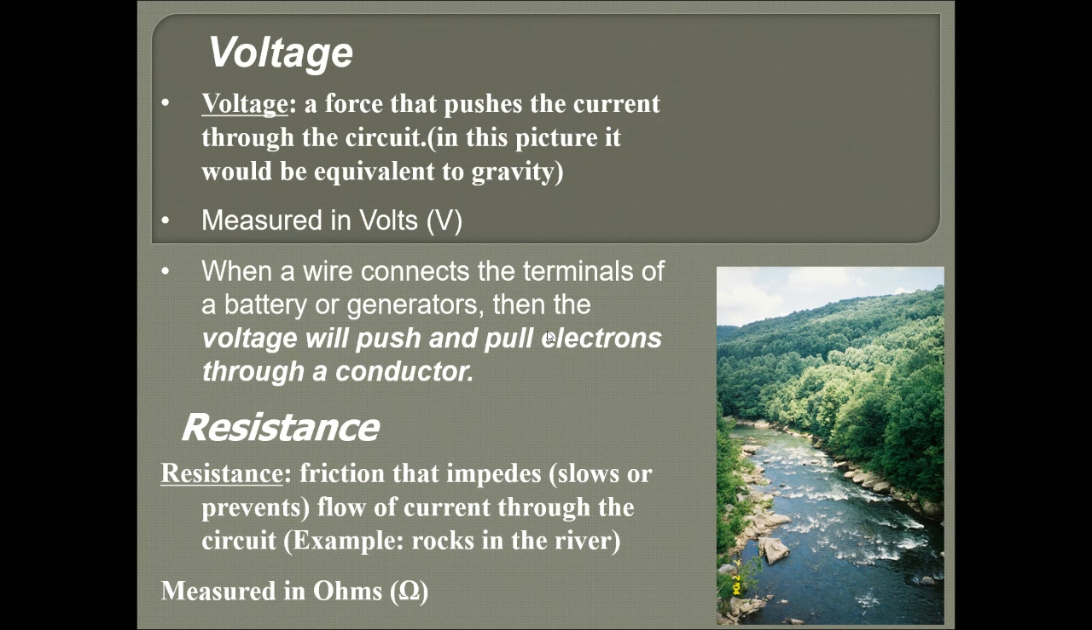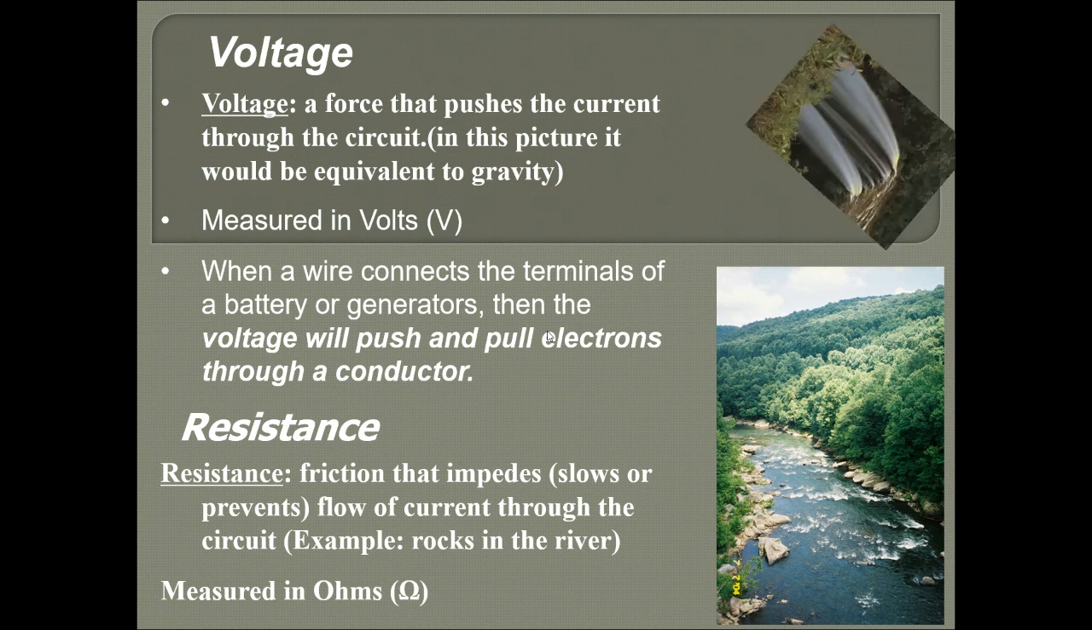It happens in a river. When there's a lot of rocks in a river, those rocks offer up resistance or they prevent the steady flow of the water down the river. Okay. That's what resistance is. It is an impediment. It is something that's trying to keep something from doing something. Okay. It is measured in ohms.